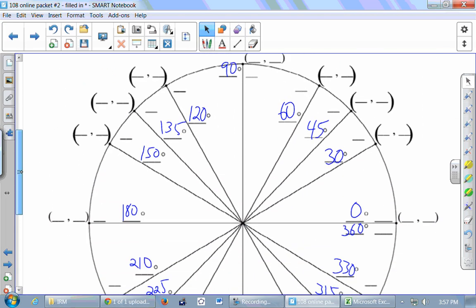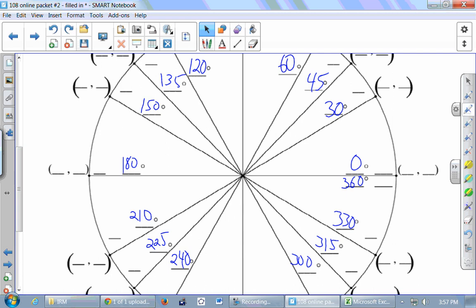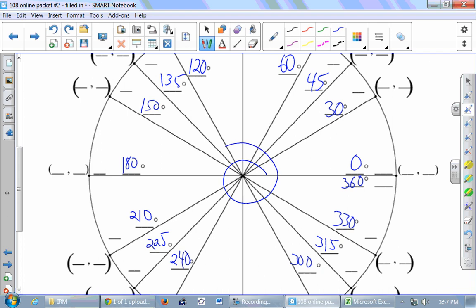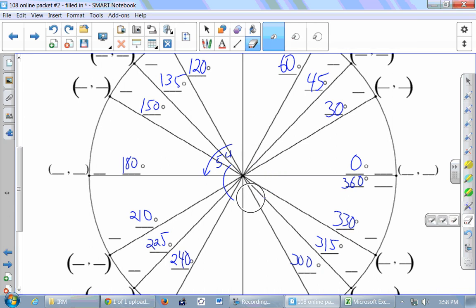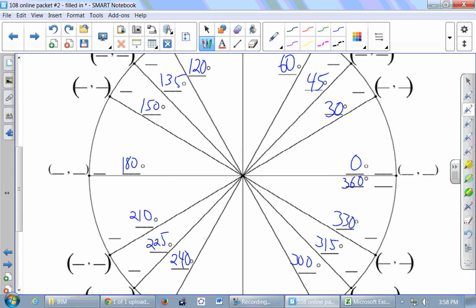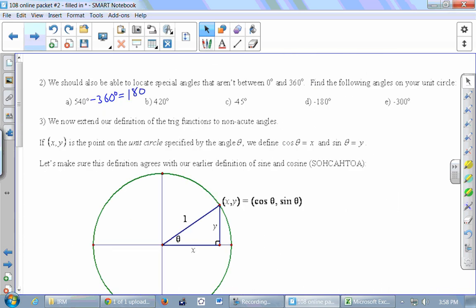So we can come back here and we can go to this 180 and say that really if you went all the way around to there, that's 360. And then if you kept going to there, you could put a 540 there. And I guess what we could say is that that 180-degree angle also represents 540 degrees. And on the next page, we've got a 420, a minus 45, minus 180, and minus 300. So we're going to jump to C, and then I'll ask you to pause the video.